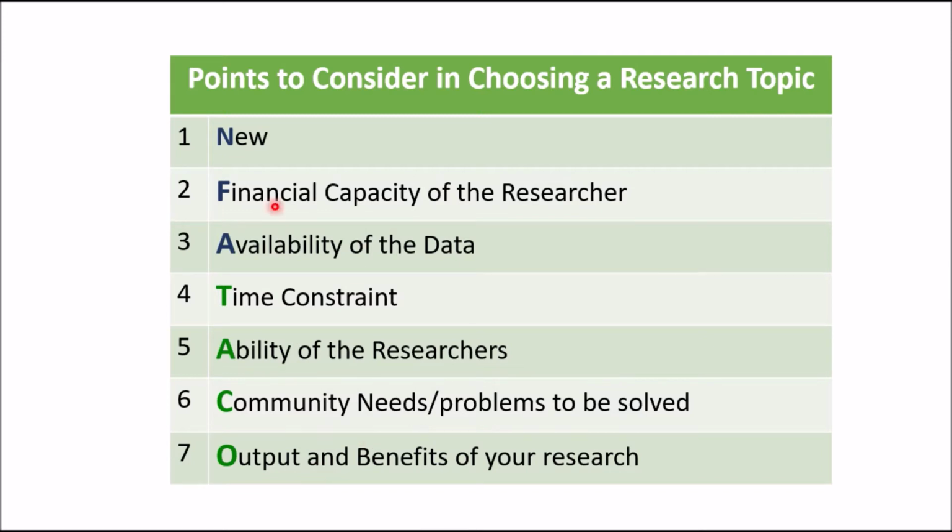Just remember the word and the acronym NFA. So N is for new, F is financial capacity of the researcher, A, availability of the data, then plus the acronym TACO. So T for time constraint, A, ability of the researchers, C, community needs, problems to be solved, and O, output and benefit of your research.